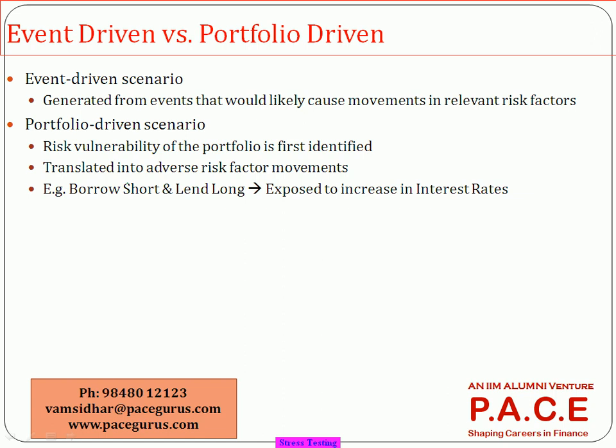We are talking of two different standpoints. One are the event driven scenarios, the other is a portfolio driven scenario. When we talk about event driven, you visualize what all events could result in extreme losses, whether it is on a credit front or a market front or on an operations front. Probably what could be the various scenarios, various events, probably mergers. Are we thinking of any kind of a merger? If there is a possibility of a merger, what could be the extreme fall in the share price that could occur, right? Or probably some other natural calamity.